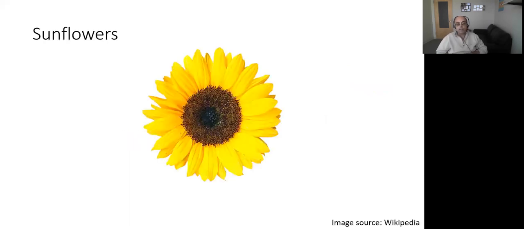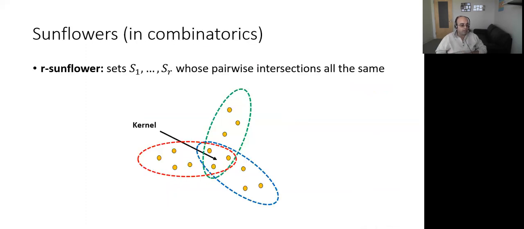Okay, so this is a sunflower, but we won't actually be studying flowers. We'll be studying sunflowers in combinatorics. And so here is a sunflower in combinatorics. So an R-sunflower is a collection of R sets with a specific intersection pattern. So every element either belongs to one of the sets, or all of the sets, or maybe none of the sets, but let's ignore those.